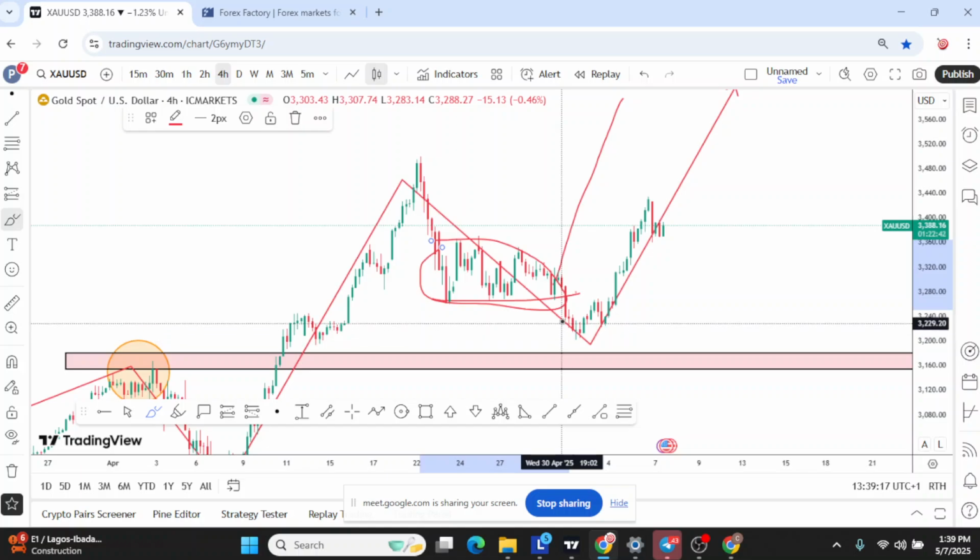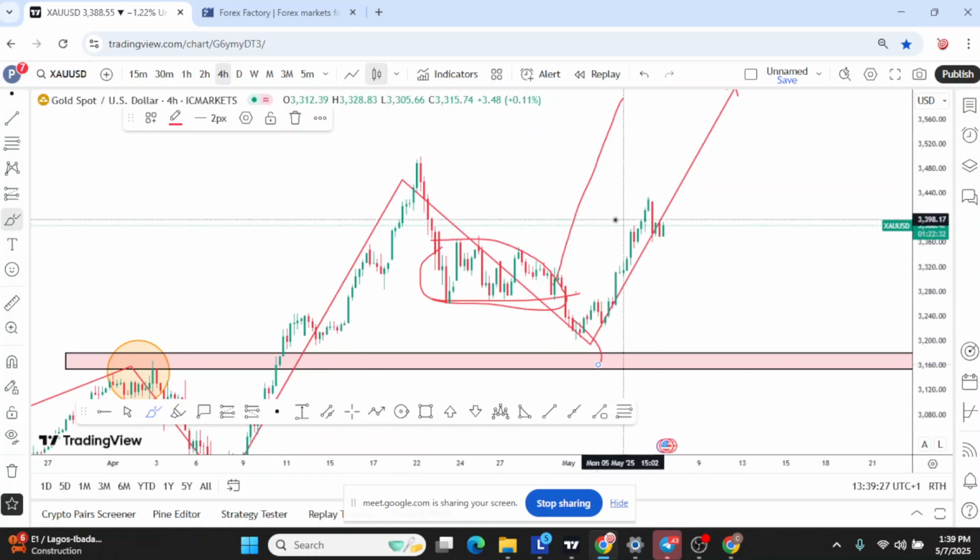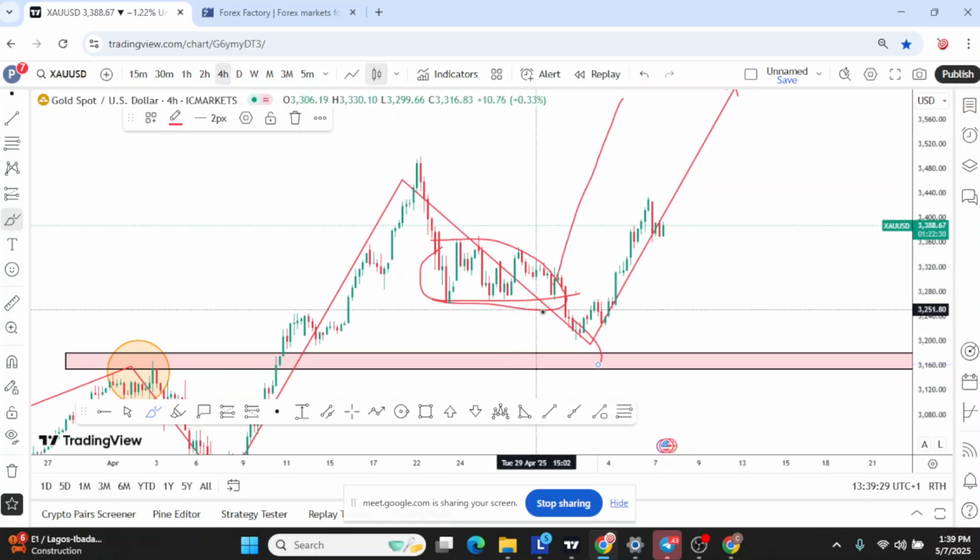If price did not come back to that point, then you are not trading. Okay, so please you can help mute your mic.